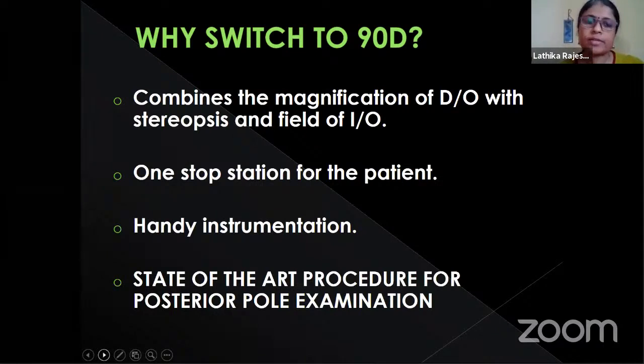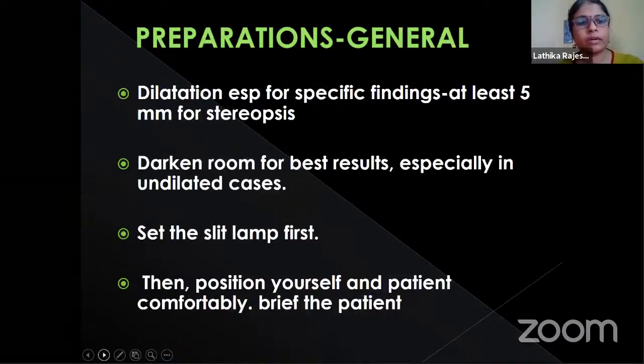As far as the patient is concerned, it's a one-stop station. The entire examination, both anterior and posterior segment, can be completed in one go. The instrumentation is very handy, and now it's a state-of-the-art procedure for posterior pole examination. In general, a dilated pupil is a must for a good examination. At least 5 millimeter dilatation of the pupil will give you adequate stereopsis, and you may darken the room and draw the curtains for best results.